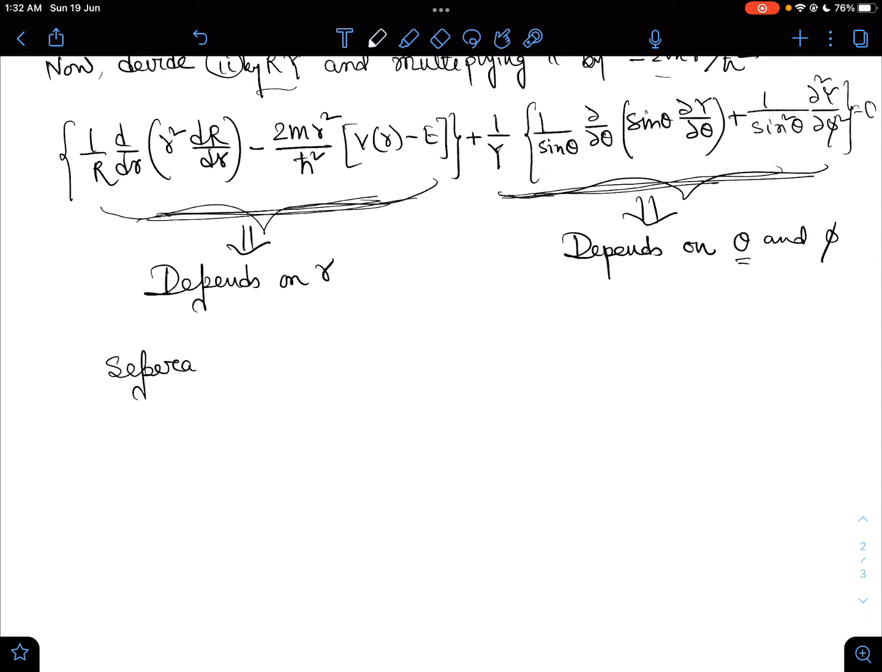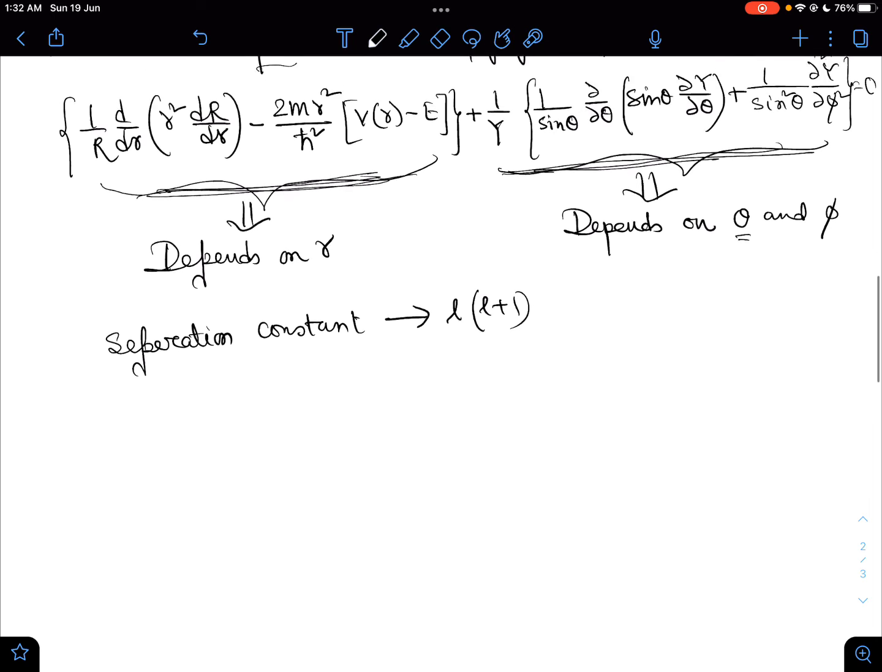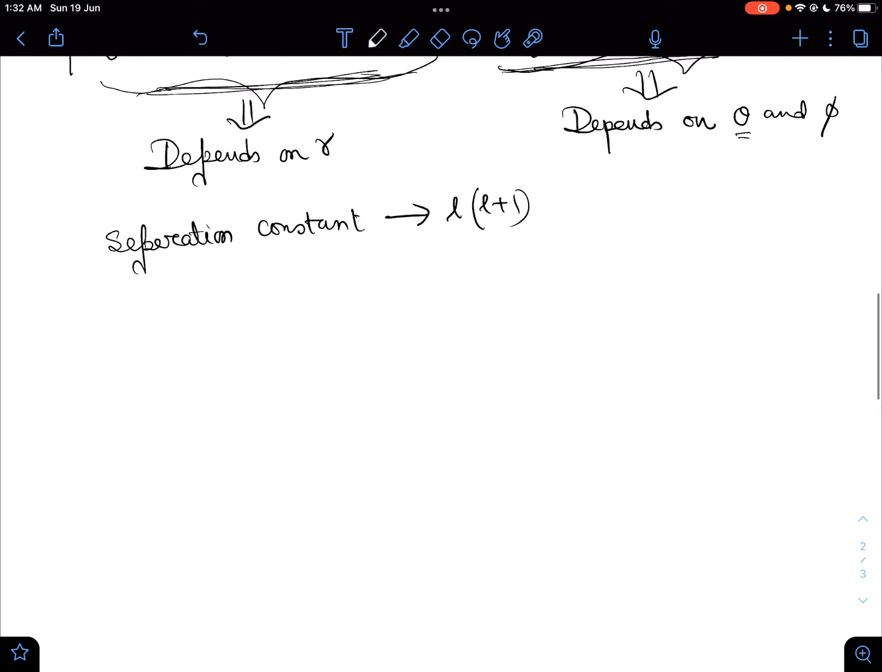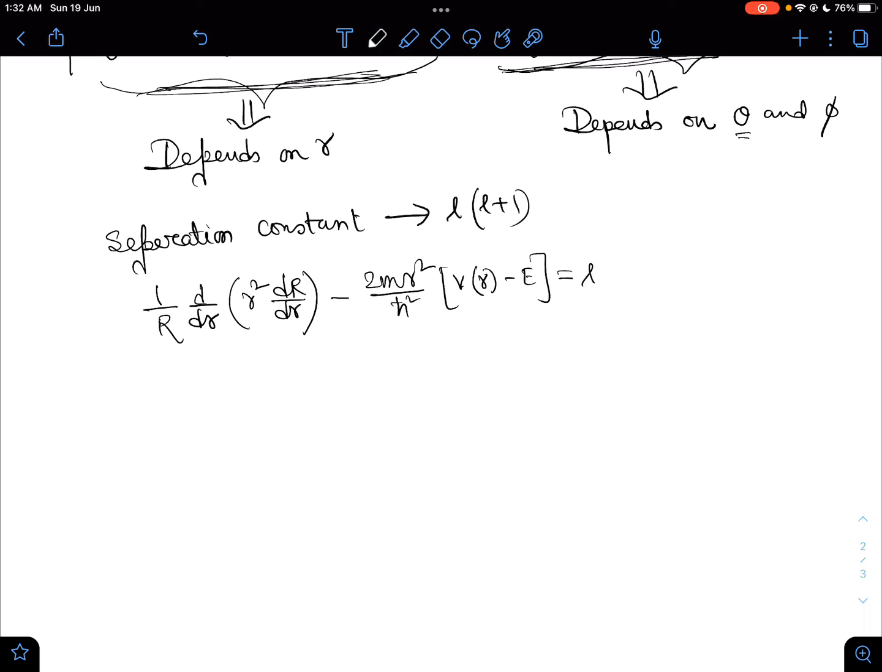So let us choose this separation constant to be L into L plus 1. The reason for this will be clear later. If we choose this, then we have these two following equations. So 1 by r d/dr of r square dR/dr, minus 2m r square by h cut square, V minus E, which will be equal to L into L plus 1, and we have another term.